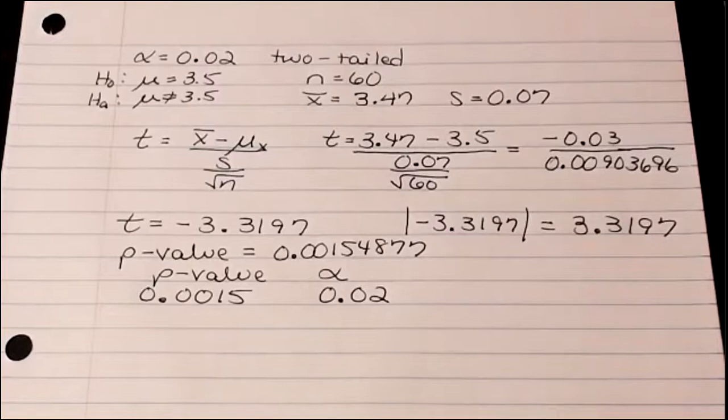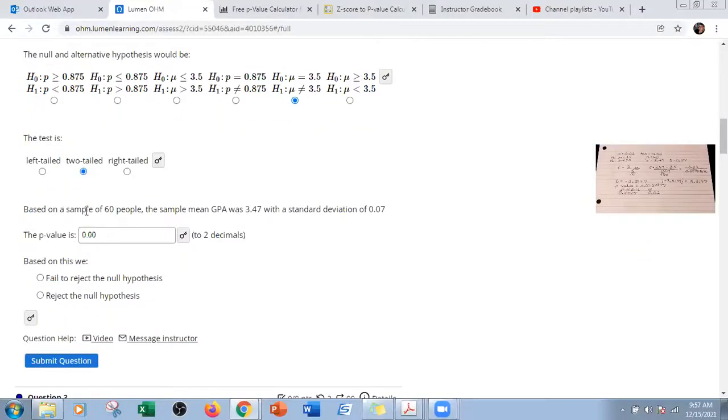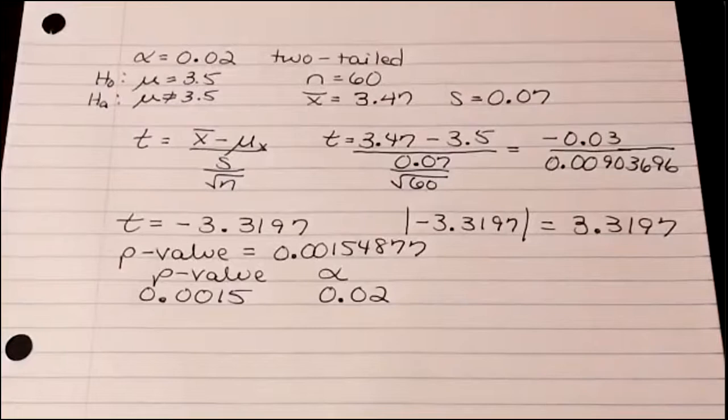It gives you the fact that there are 60 items in your sample. So when you take a look, it says based on a sample of 60 people, there it is, that's your N. So when we look at our notes, our p-value is definitely smaller than our alpha.